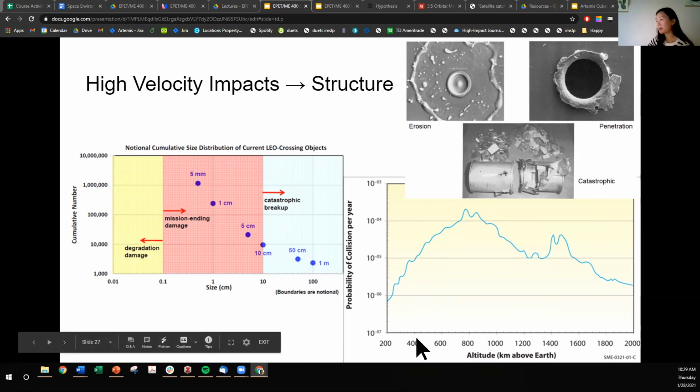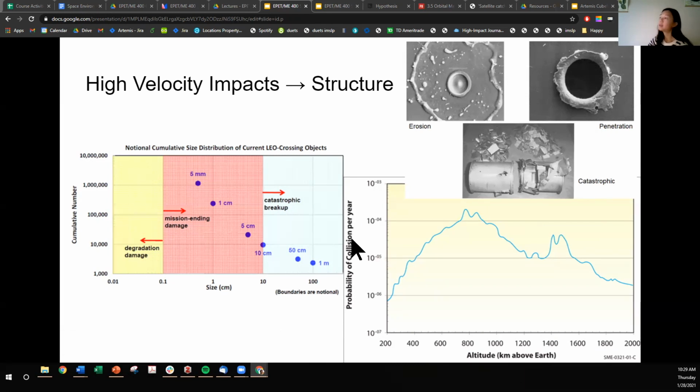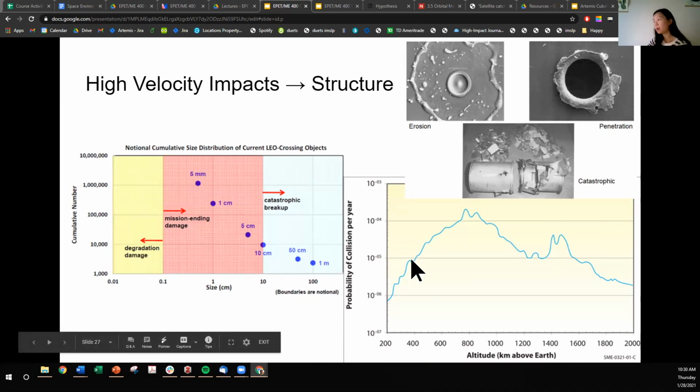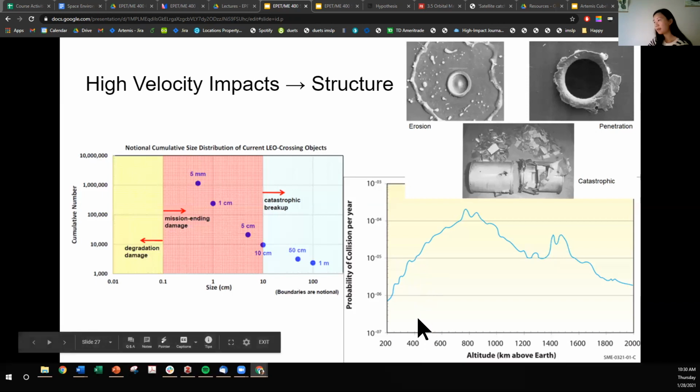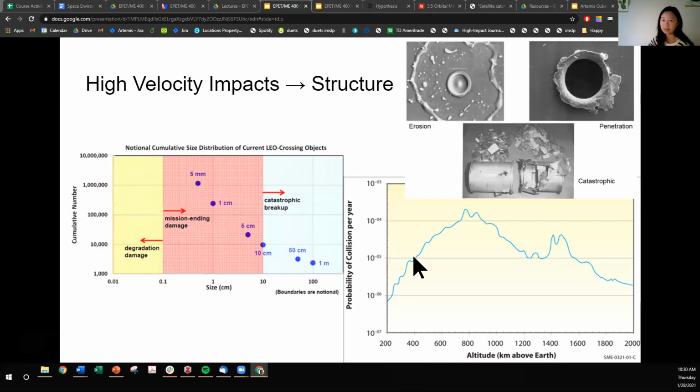Say that we were orbiting at 400 kilometers, which is the ISS. The probability of collision per year while you're up there is about 0.001%. So it's 10 to the negative 5. So although it's not a very big concern, you'd still like to protect against it because we are risk-averse engineers.